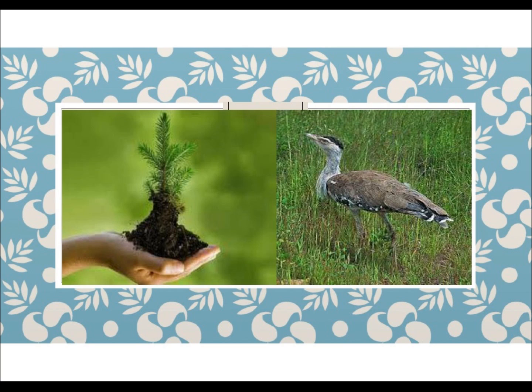For example, grass. The cow eats grass, so the cow is a primary consumer. The trophic level that comes after the cow will be the secondary consumer. Then the third trophic level, which comes after that, will be the tertiary consumer. In this way it will go.